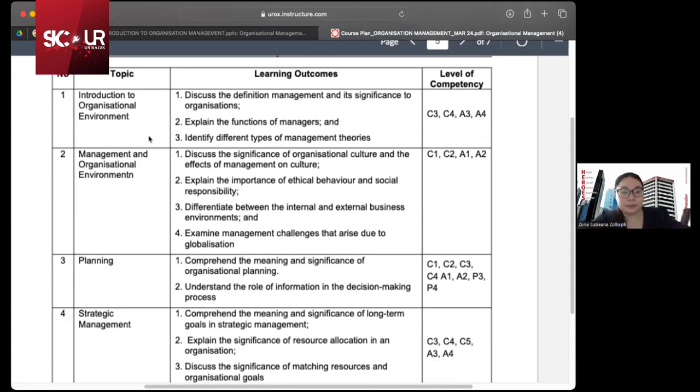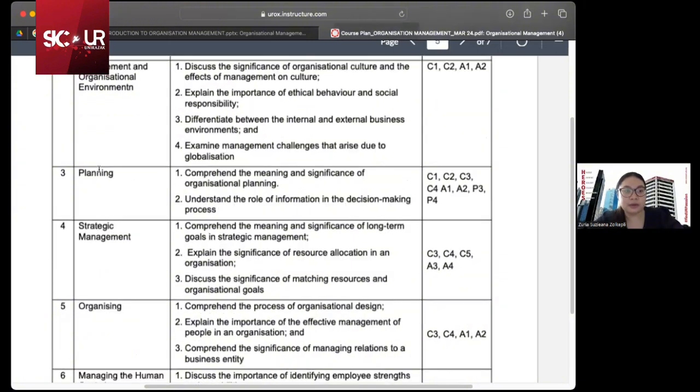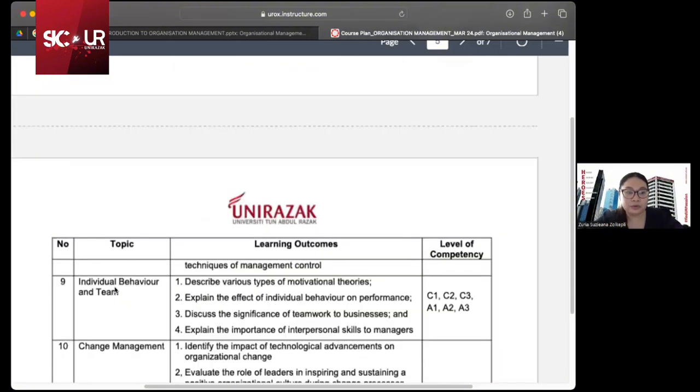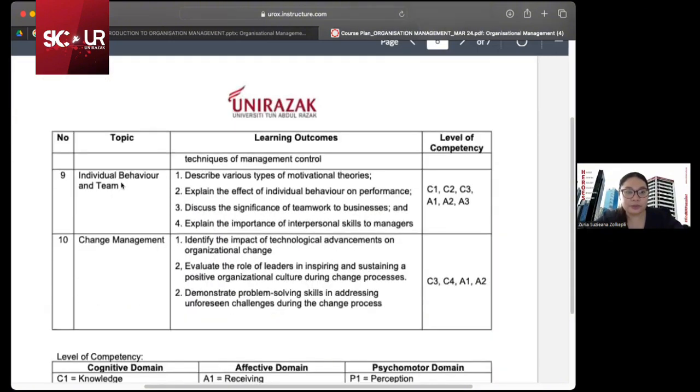So the topic that we are going to cover is the introduction. We are going to learn about it today. You can see all the learning outcomes here. And then management and organizational environment. We are going to learn about planning, strategic management, organizing, managing the human capital. So this is a little bit like HR if you have taken HR before, so this is like a refresher for you. Leading and control. Then we are going to learn individual behavior and team, if you have taken organizational behavior before. So again, this is like a refresher for you. And then change management.